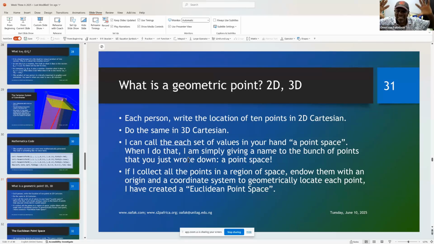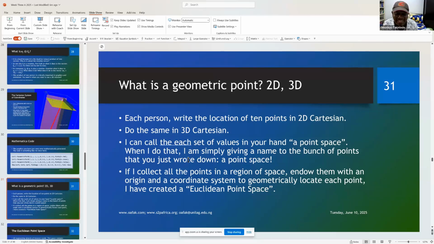If I just take that region of space and I'm looking at all the points that are contained in it, if I collect all the points there, endow them with an origin and a coordinate system that is capable of geometrically locating each point, I have created a Euclidean point space. How do I create a Euclidean point space? I just located a set of points around me.